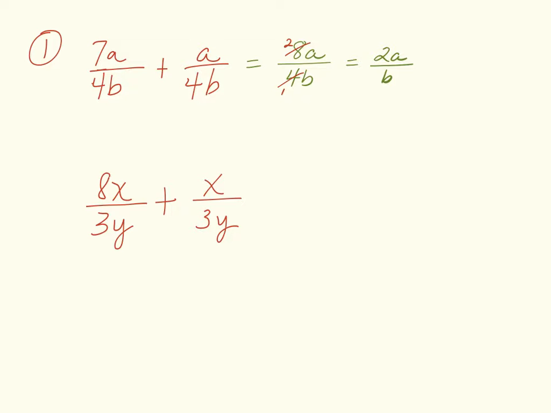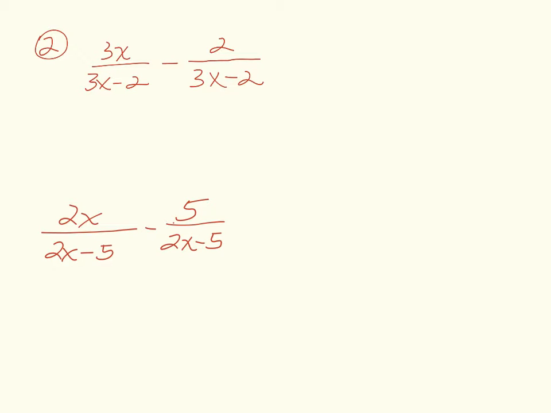Next example, we have 8x over 3y plus x over 3y. We get as a sum 9x over 3y. Once again, this can be simplified because 3 divides 3 one time, 3 divides 9 three times. So we have now 3x over y.